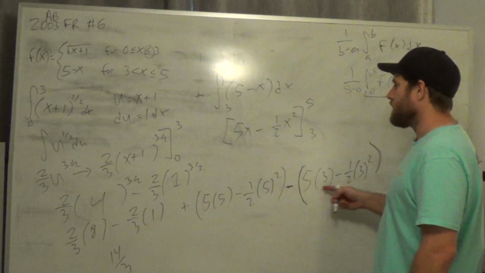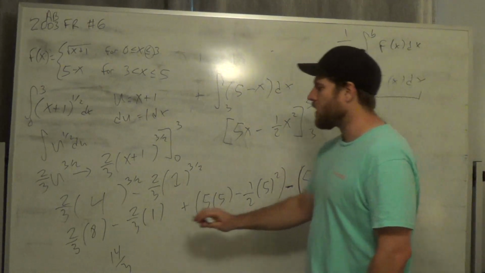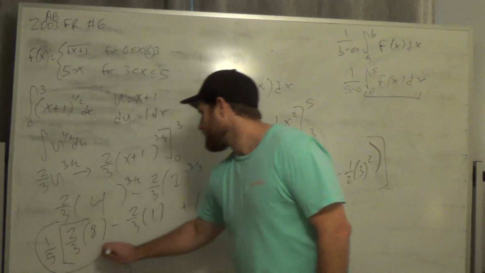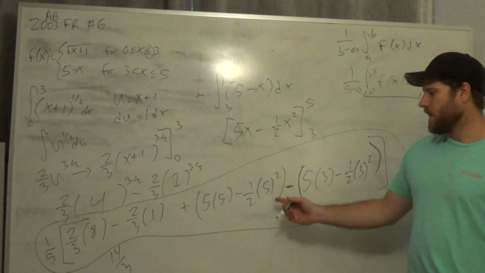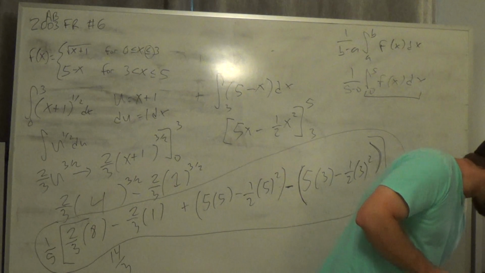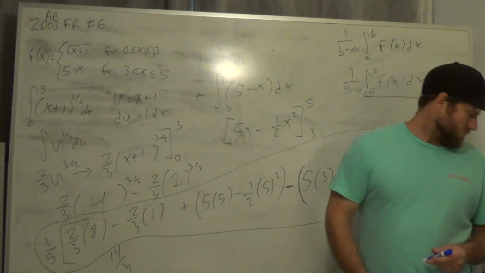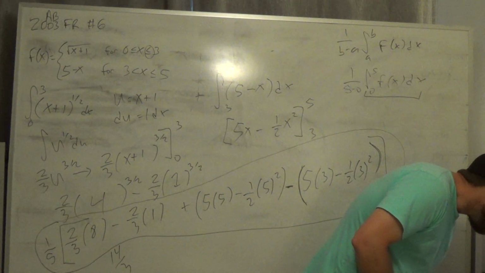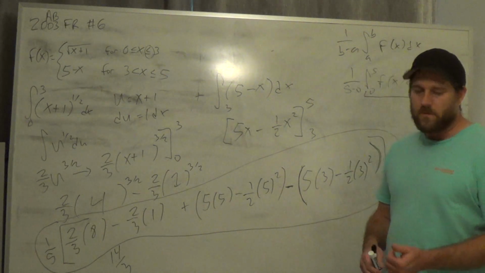This is my area. But remember, we need a 1/5 in front. So I'm just going to use a big set of brackets, put a 1/5 in front. There you go. If you want to simplify that, you can, but that is how I choose to write the answer. 4/3, that's 4/3. Oops. Yeah, 4/3, it's beautiful. All right, anyways, let's go to part C.